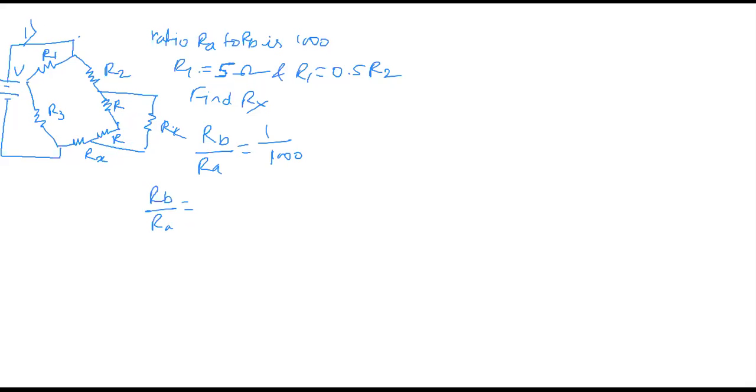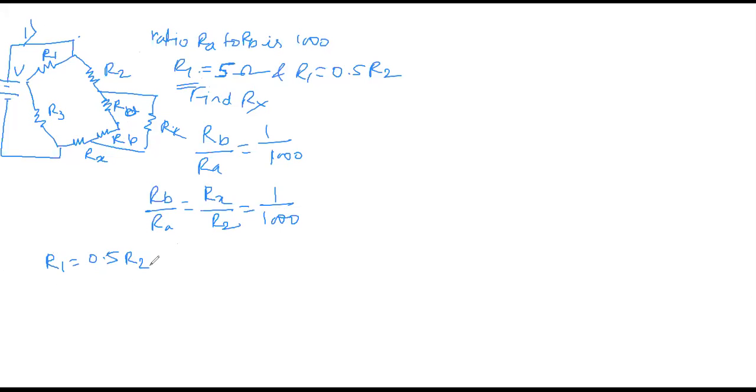Here there is one mistake, so I will correct it. Here we have RA, and here we have RB. So RB divided by RA is equal to Rx divided by R2, which is equal to 1 divided by 1000. What they have given us? They have given us R1 is equal to 0.5 R2. So we can calculate R2, because we have R1. R1 is how much? 5 ohm.